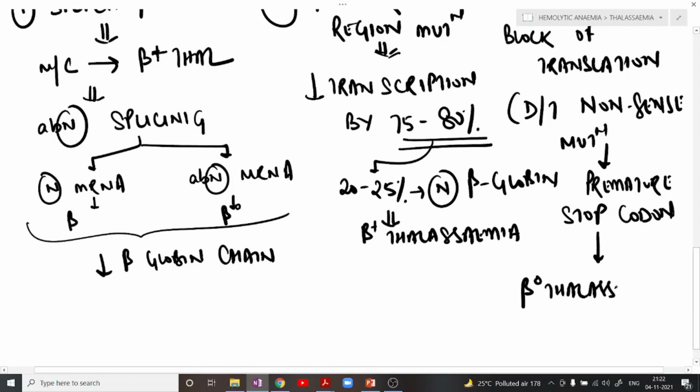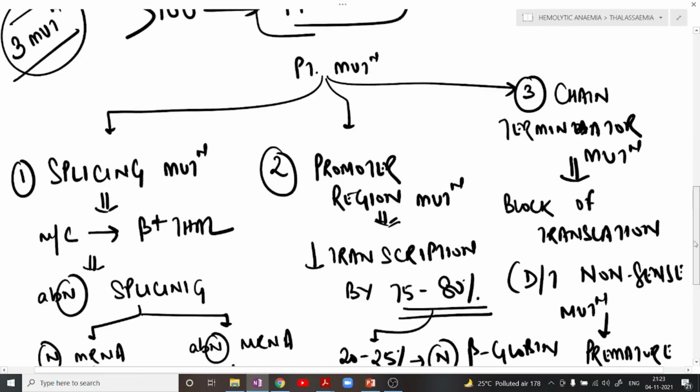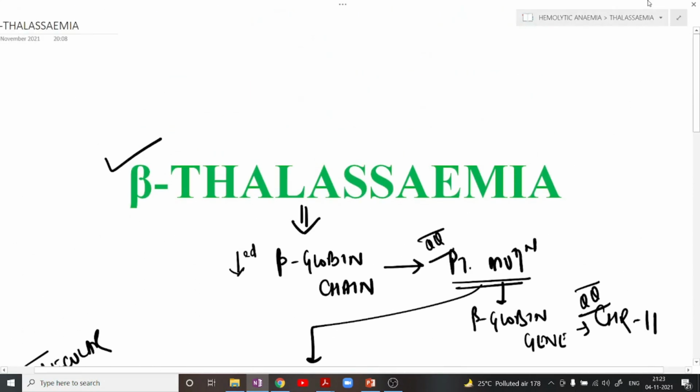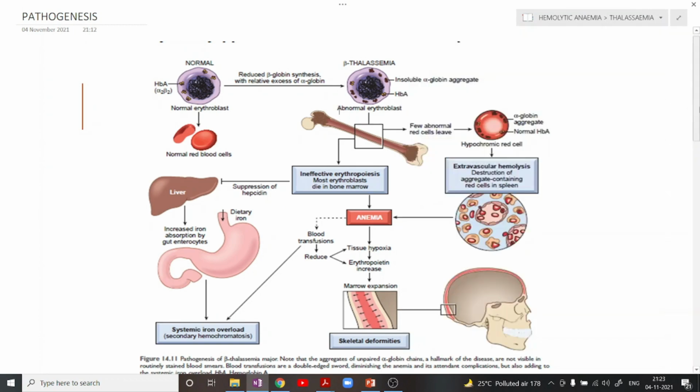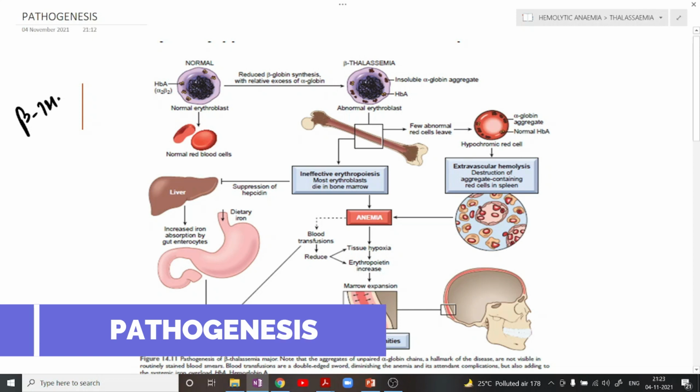Beta 0 thalassemia. That is, there is no production of beta globin chain, and the chain terminator mutation is the most common cause of beta 0 thalassemia. Okay, so this is your molecular genetics of beta thalassemia. Now we are going to understand the pathogenesis of beta thalassemia with this particular diagram.